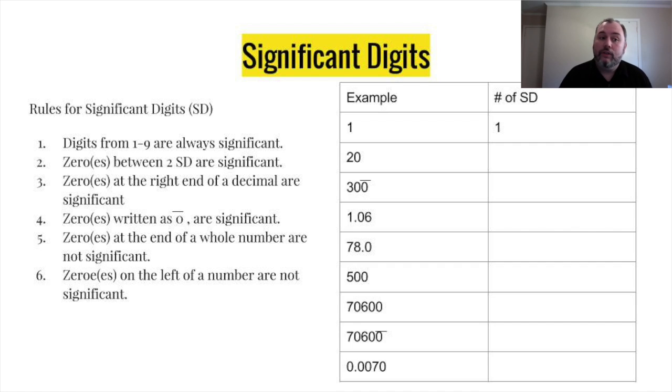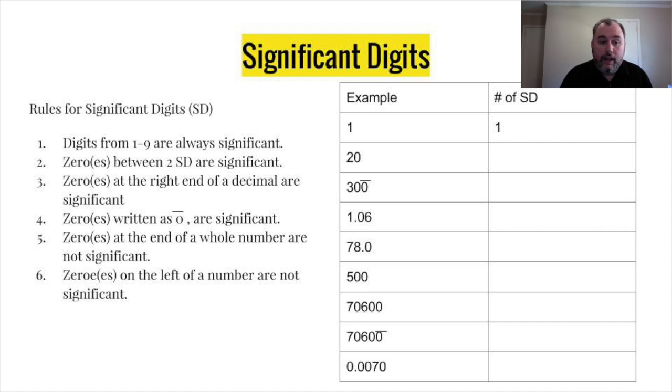Now let's look at 20. Rule number 1 says digits from 1 to 9 are always significant. Therefore, we know the number 2 is significant. So that's 1 that we can count. Now let's go down the rest of the rules. Zeros between two significant digits are significant. Is that 0 between two significant digits? No. Zeros at the right end of a decimal are significant. Does the 20 that I'm showing you have a decimal in it? No, it doesn't, so rule 3 doesn't help us. Zeros written as 0 with a bar notation are significant. Does that help us in 20? No, it doesn't. So far we still only have 1 significant digit.